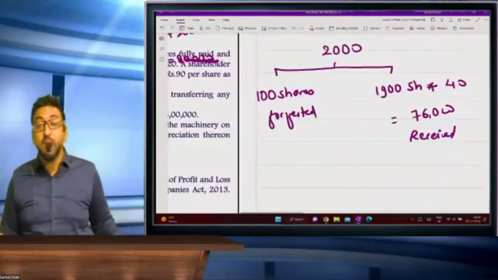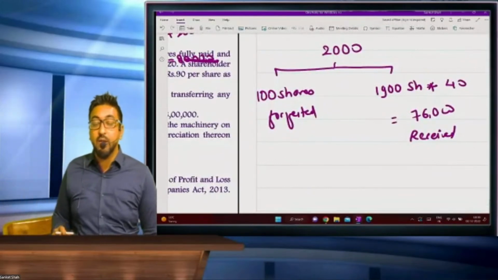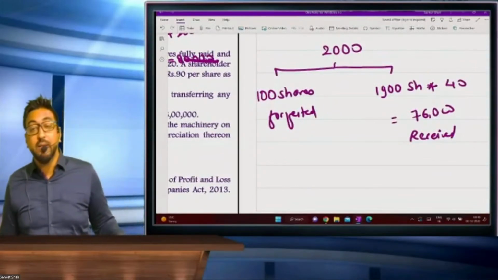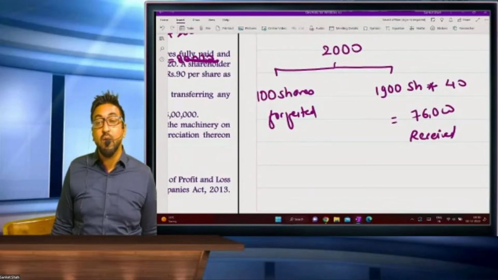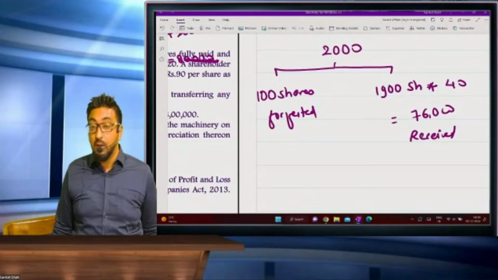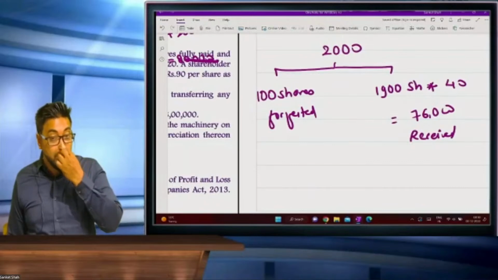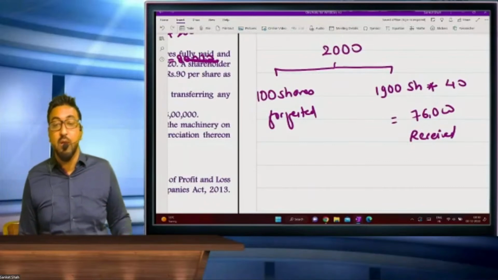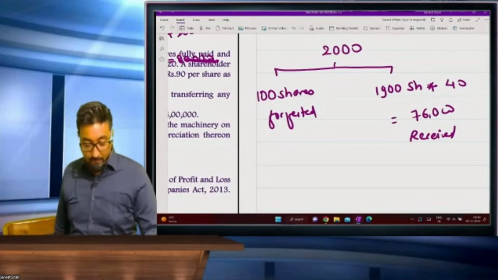Forfeited मतलब जब्त करना. Direct entry students, if you are not getting any call amount, you can take back those shares, and whatever amount is collected till now, the shareholder cannot claim any amount. Shareholder cannot ask for the amount. Forfeited का पैसा shareholder नहीं मांग सकते.